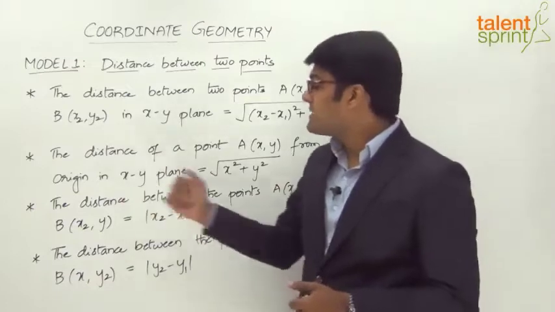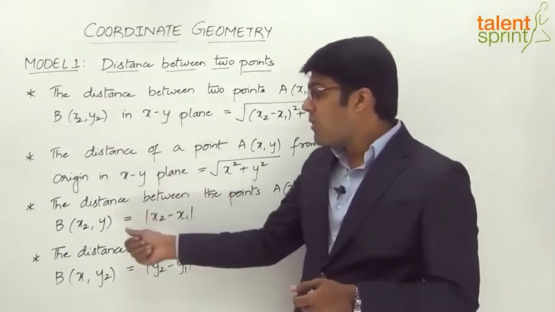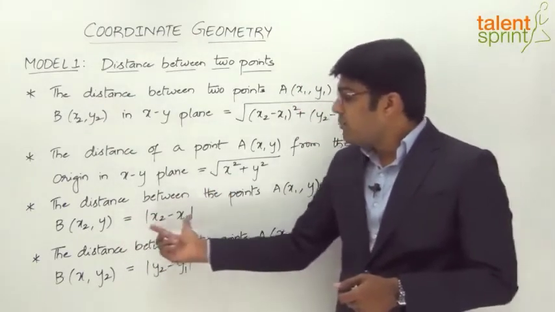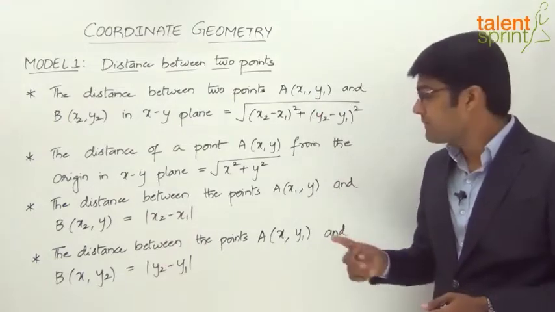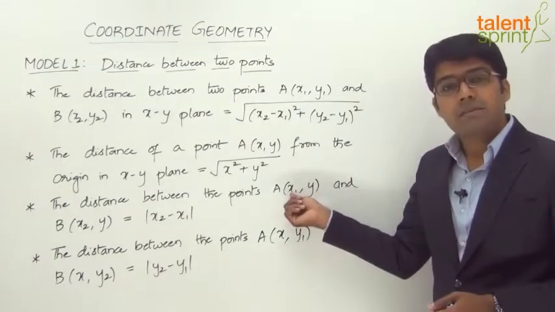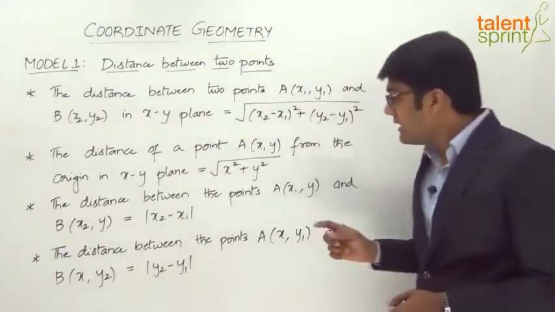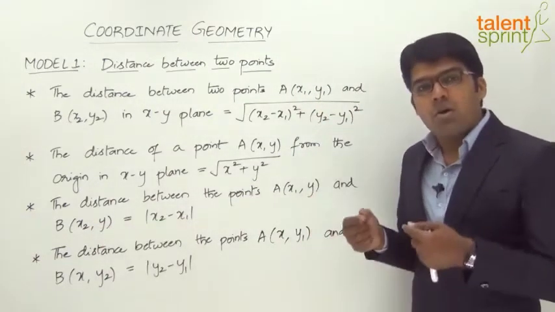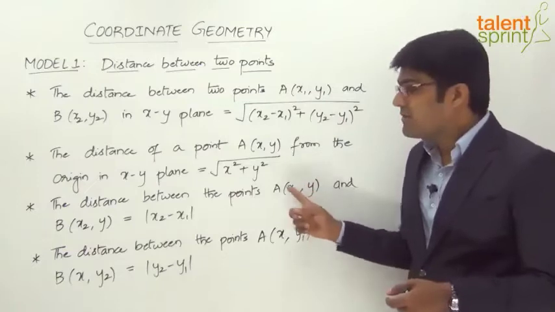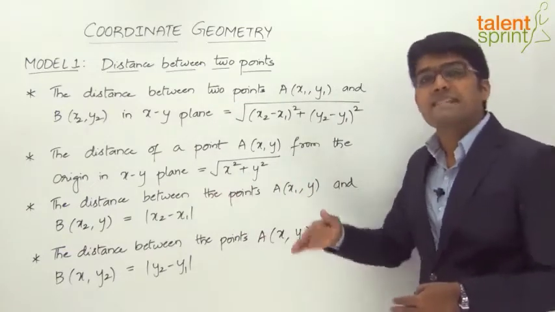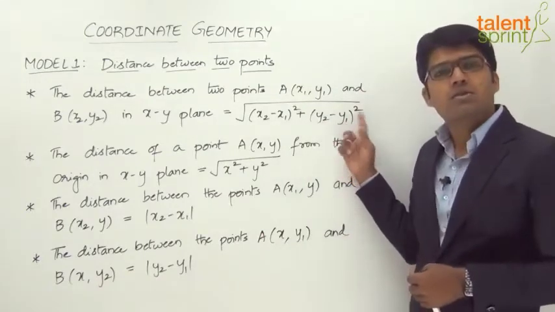The next point says that the distance between the points A, x1, y, and B, x2, y, is equal to modulus of x2 minus x1. Now what do you observe here? We have got 2 points A and B. The point A is having the coordinates x1 and y, and the point B has the coordinates x2 and y. What do we see? The second coordinate, which is known as the ordinate, in both the points is same. That is, the vertical distance of both the points is same, or the distance from x-axis of both the points is same. In that case, y2 minus y1 whole squared becomes 0.